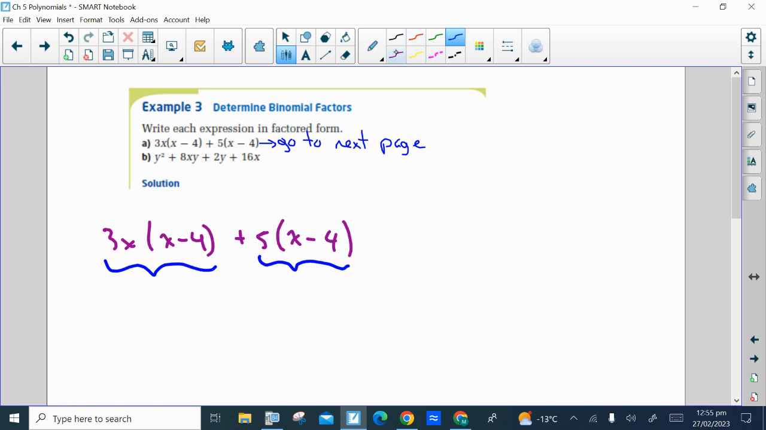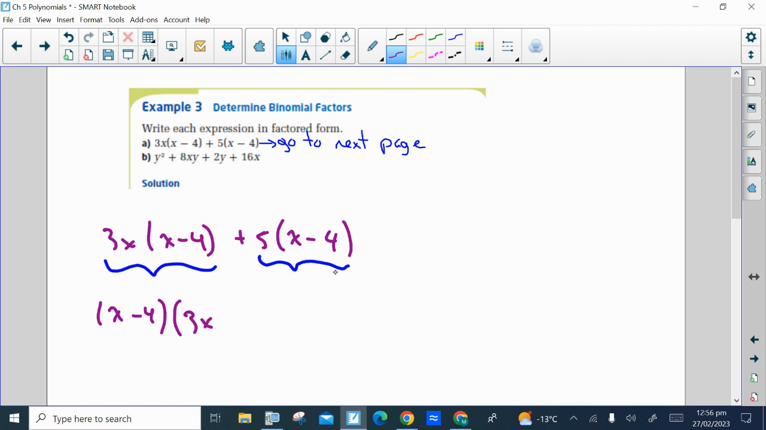There is a common factor here of x minus 4. Each term has a factor of x minus 4, right? There's one after the 3x, and there's one after the 5. So that is our common factor in this case, x minus 4. To get the other factor, you divide each term by x minus 4. So if you take this first term and you divide it by x minus 4, the x minus 4's will cancel, and you're just left with 3x.